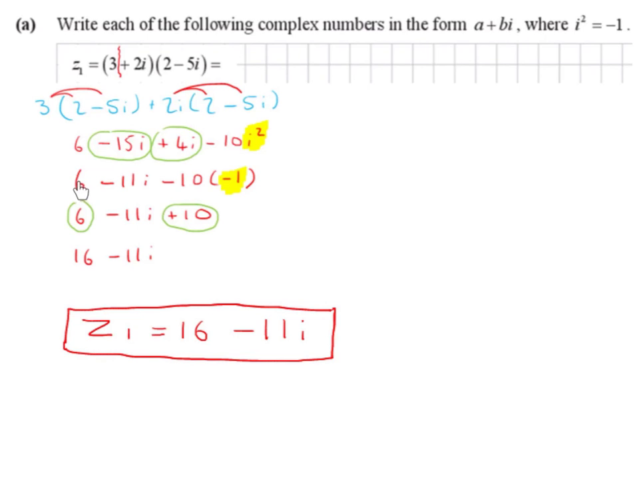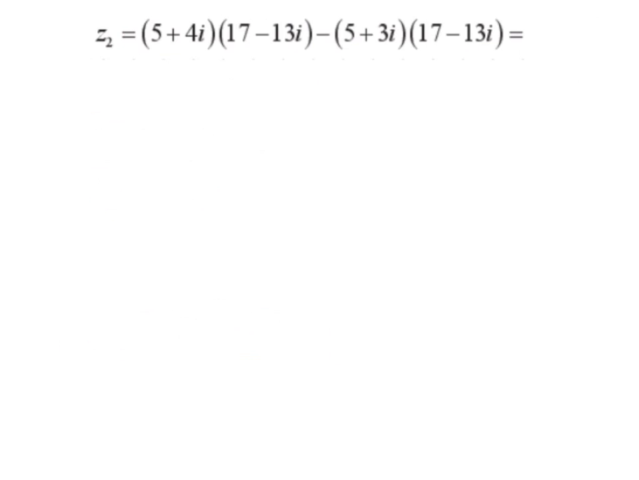Bring down the 6, minus 15i plus 4i gives us minus 11i, and i squared becomes minus 1 with brackets around it. Minus 10 multiplied by minus 1 is plus 10, and 6 plus 10 is 16, and bring down the minus 11i. The real part has to come first, the imaginary part has to come second. So z1 equals 16 minus 11i.